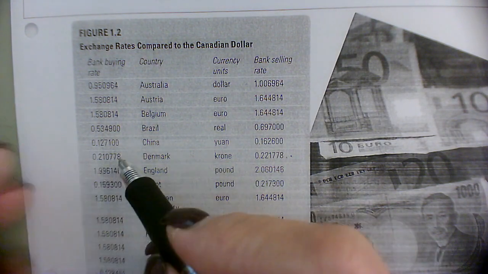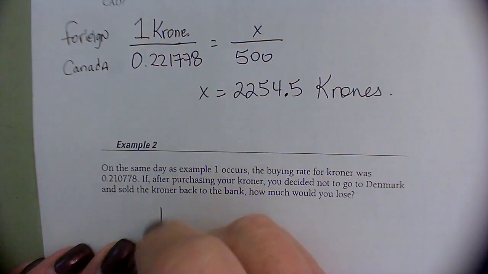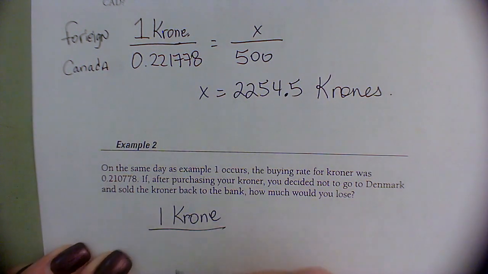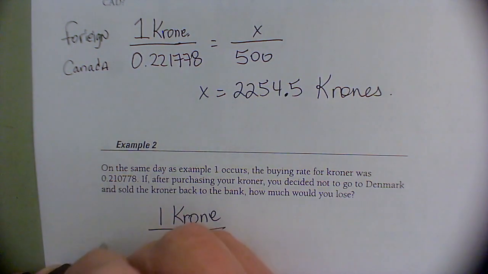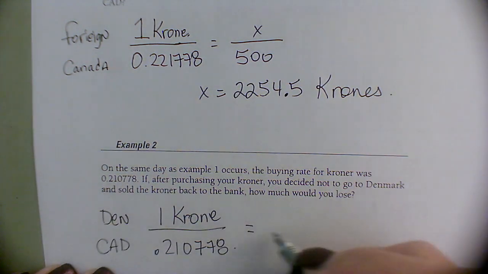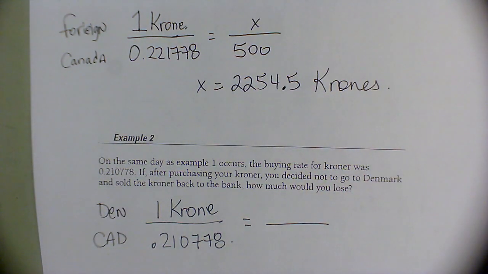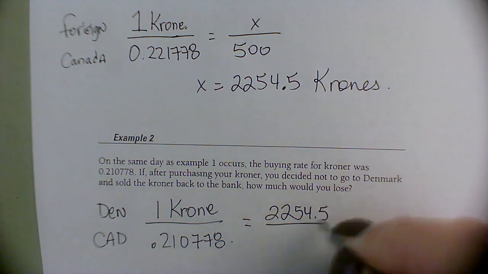Okay? So now we're going to set it up exactly the same way, but 1 krone is now only worth 0.210778. So this is Canadian. That's Denmark. And where am I going to put these 2,254.5 krones? On the top, because I go back to my bank with my 2,254.5 krones.